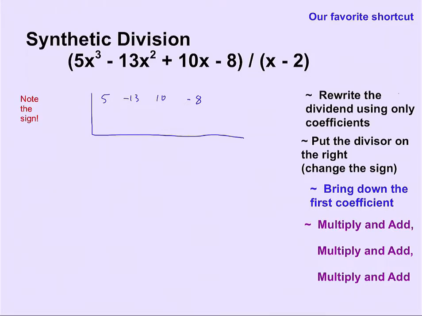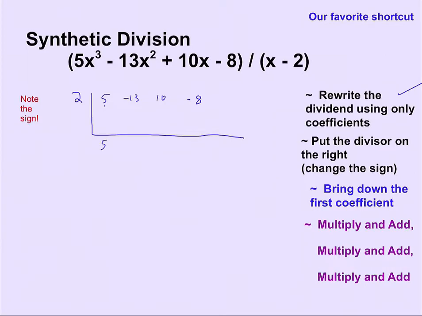Okay, that's step 1. Step 2, put the divisor on the right. So I'm going to take this x minus 2 and put it over here, but the only thing I care about is that 2. Just like we've seen throughout the year so far, x minus 2, it's x minus the 2 that I care about. It looks like I'm changing the sign from negative 2 to positive 2. Make sure you are careful about that.